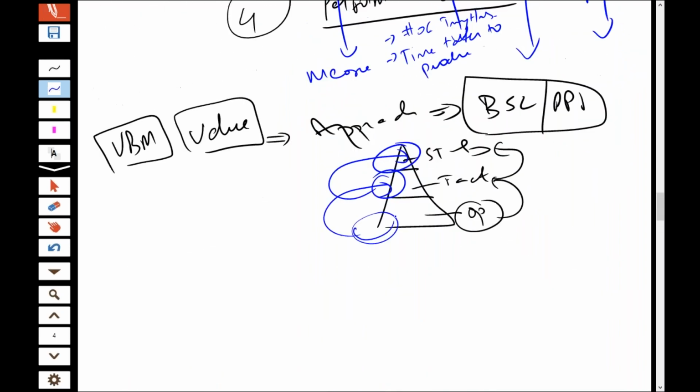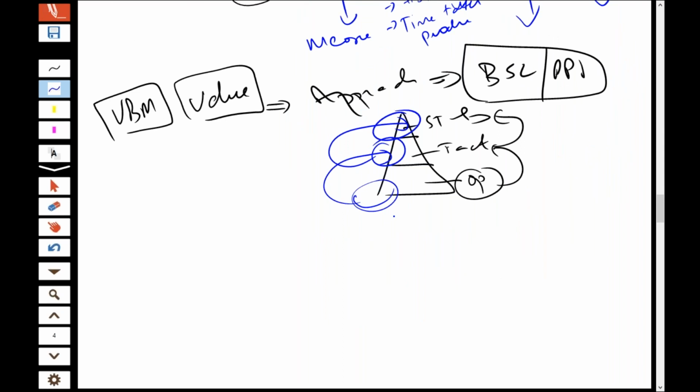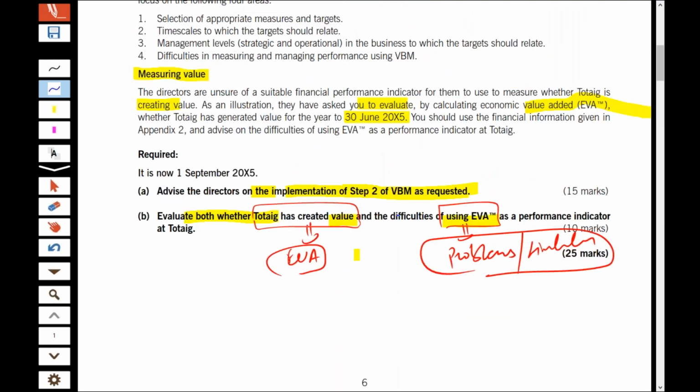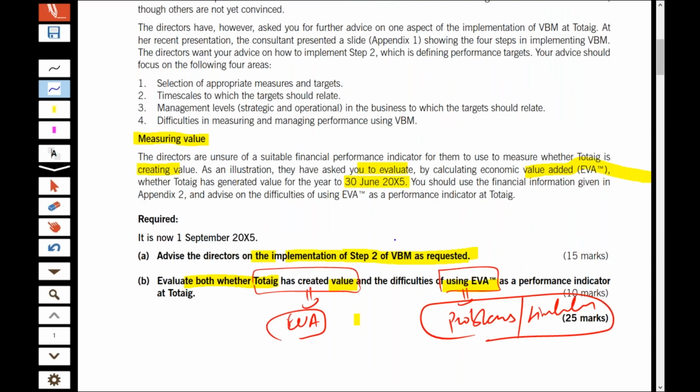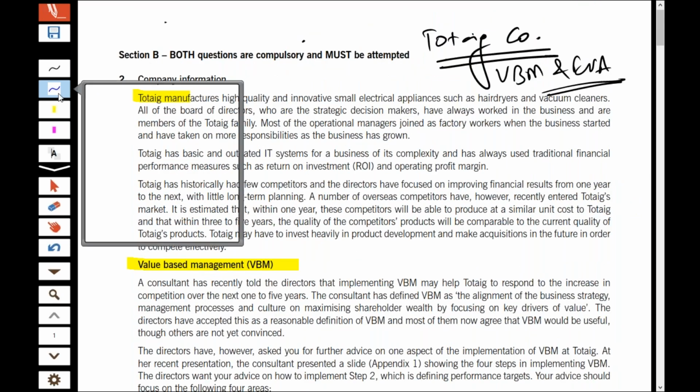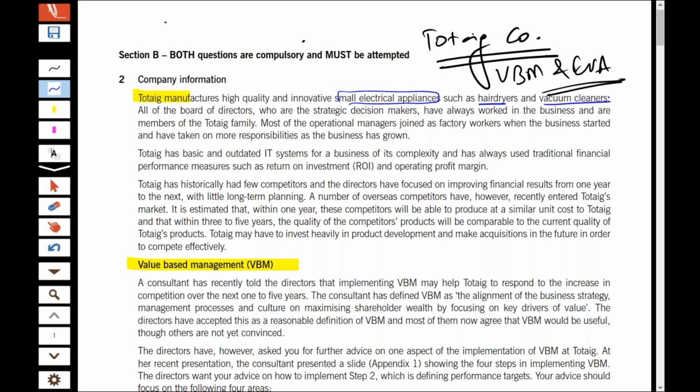Okay, now. So this is how the value-based management is implemented. Now, let's move a bit forward and discuss further. The requirement was to advise the directors on the implementation of step two. It says Totag manufactures high quality and innovative small electrical appliances, such as hair dryers and vacuum cleaners. So what does Totag do? It manufactures high quality and innovative small electric devices and so on.